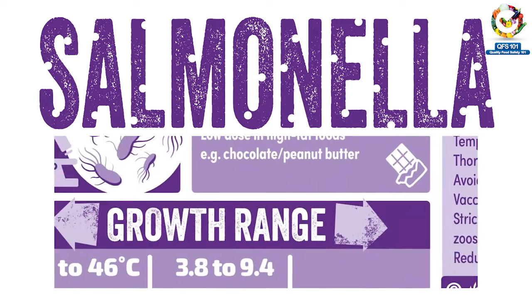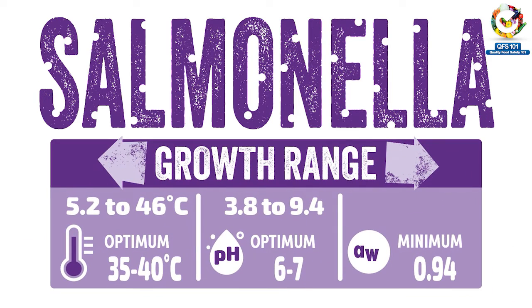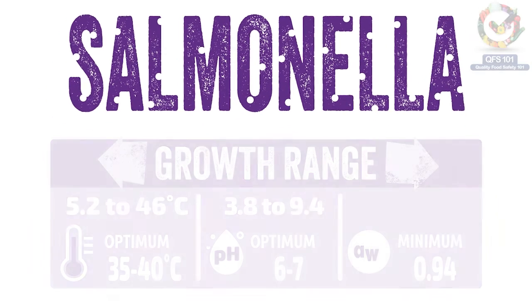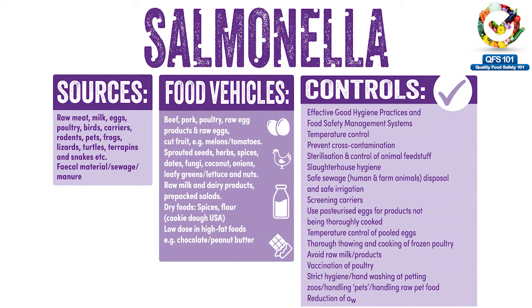The main characteristics with regards to the growth range are very important to control Salmonella actually. So the optimum growth temperature for Salmonella is between 35 to 40 degrees Celsius, and ironically the ideal body temperature for human beings is also 37 degrees Celsius. So our body temperature is very ideal for the growth of Salmonella. For ideal growth, pH is between 6 to 7, and the available water for Salmonella is 0.94. Now here we are with the sources, food vehicles and controls.